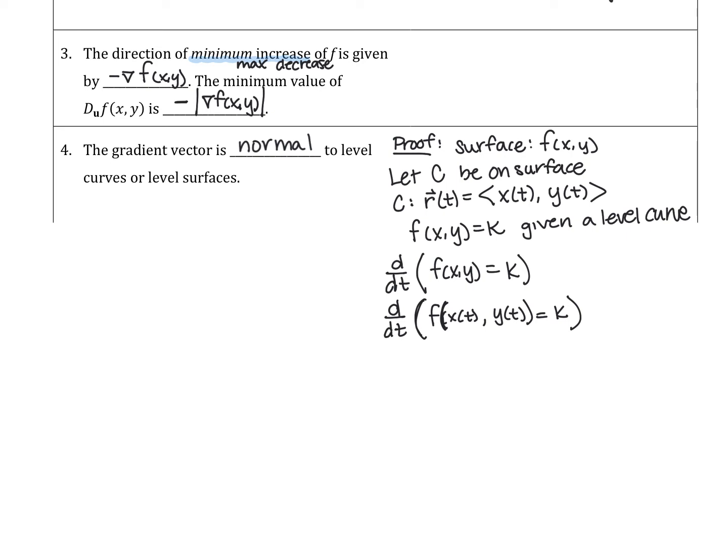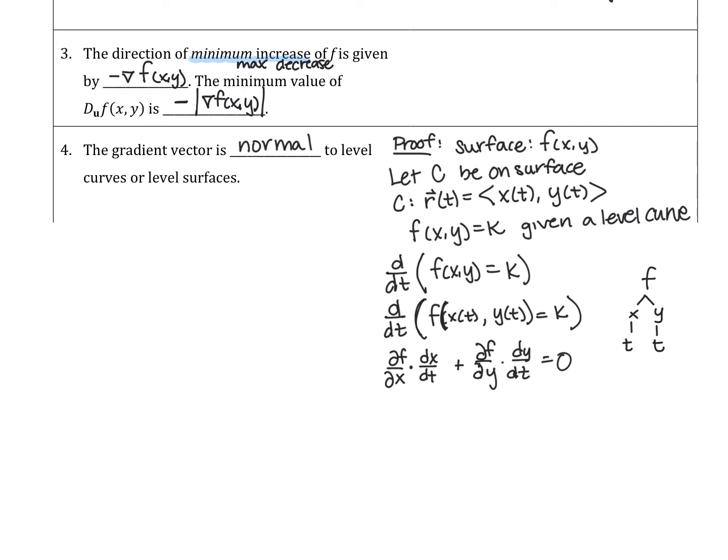And thinking about this derivative, we have a function in terms of x and y, which are both in terms of t. So we've got a chain rule that we're going to work with. And so my derivative here would be the partial of f with respect to x times the derivative of x with respect to t, plus the partial of f with respect to y times dy dt. And the derivative of k would be 0.